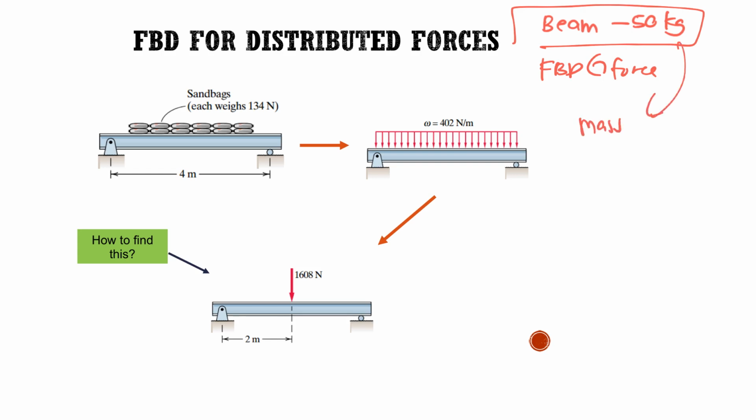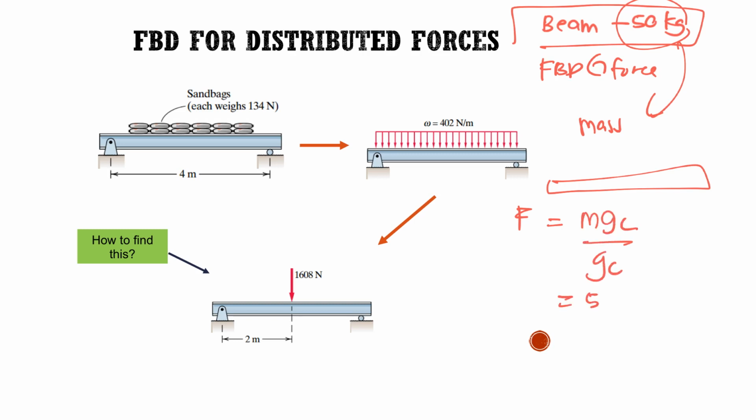If the question states the beam has 50 kilogram, you need to convert this into weight, or the other name is gravitational force. So use the formula that I taught you before, the GL and the GC. So F equals m times GL over GC.